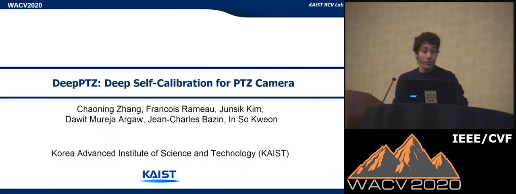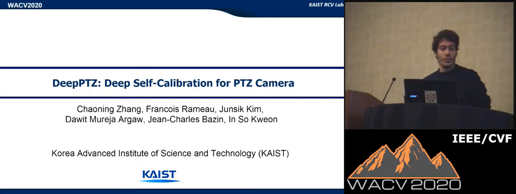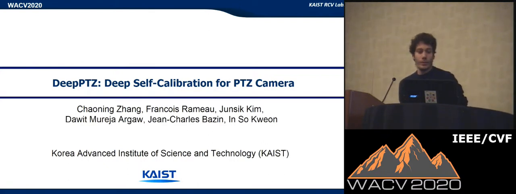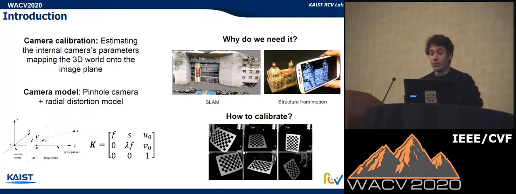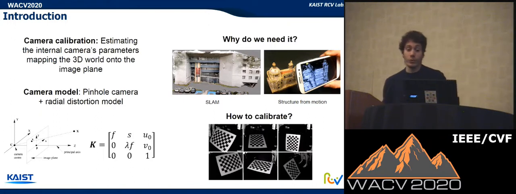Good afternoon, everybody. I'm François Arnaud from KAIST, and I'm happy today to present our paper entitled DeepCalib, Deep Calibration for Pan-Tilt-Zoom Camera. So basically, camera calibration consists in the estimation of the internal parameters of the camera in order to map the projection of the 3D world onto the image coordinate system. Those parameters are essential if you want to do tasks such as 3D reconstruction, visual geometry, etc.